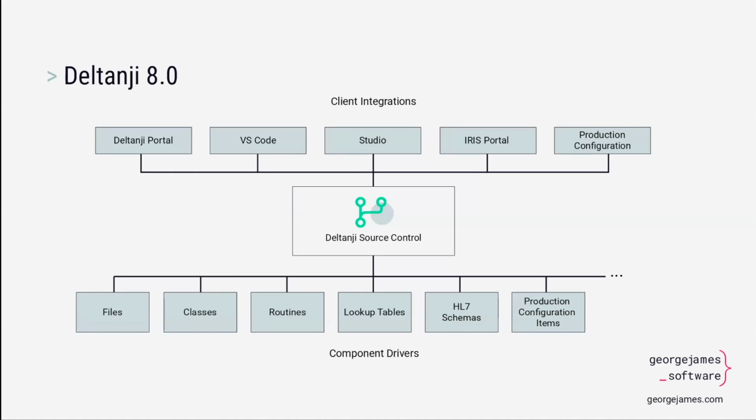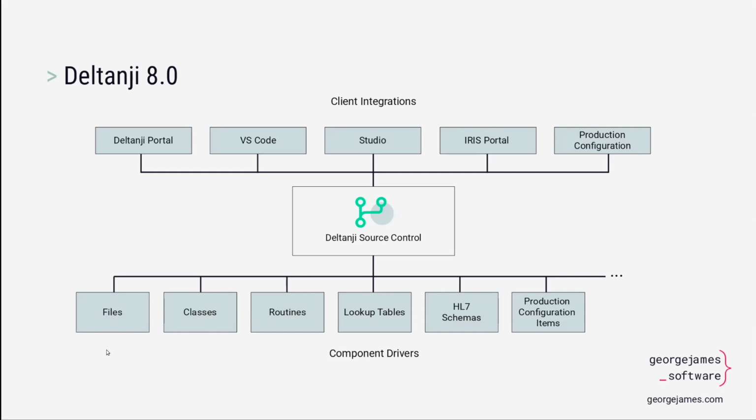You'll see at the bottom we have a row of component drivers. Going from left to right, you've got regular files, which are things like HTML files and JavaScript and anything else that you find on your file system. And then moving from the left to the right, we've got IRIS classes, routines, lookup tables, schemas, production configuration items, and actually many, many more. We have a library of about 50 different component drivers that all plug into Deltanji to manage different things.